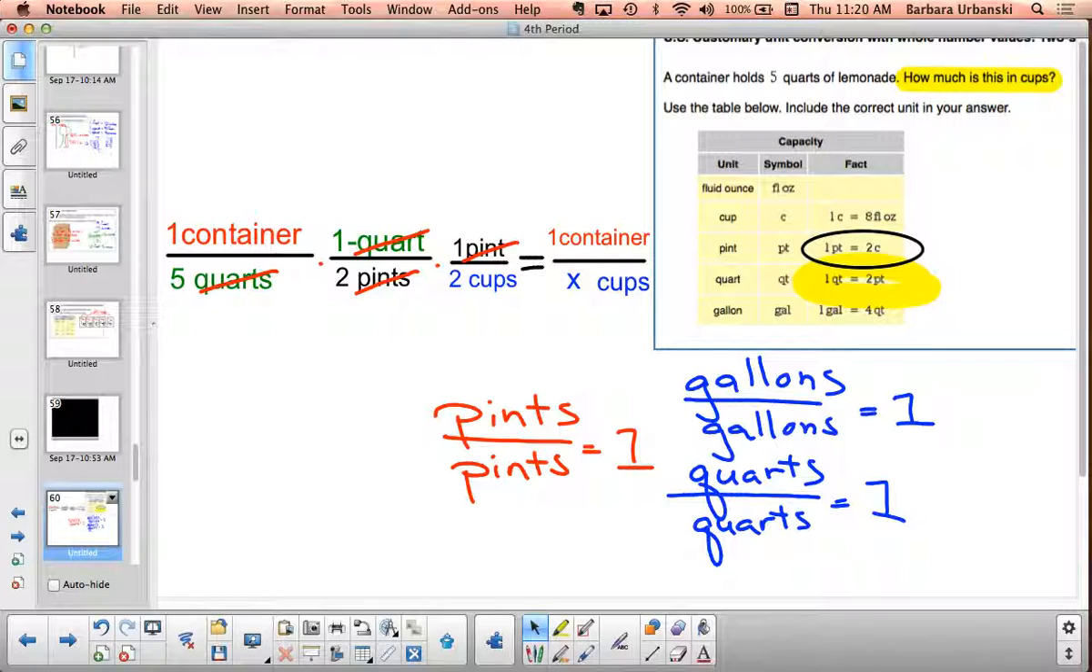Students should realize that we do in fact multiply across. So I could say 1 container times 1 would give me 1 container. 5 times 2 will equal 10. 10 times 2 cups is going to give me 20 cups. So my x value, my unknown, would be 20, and that would be my answer.